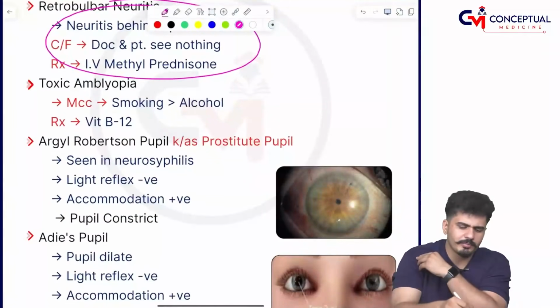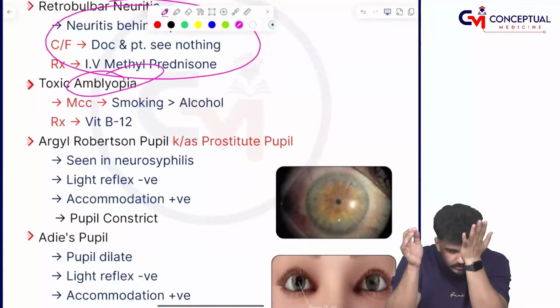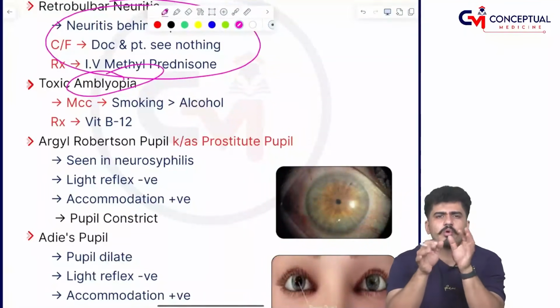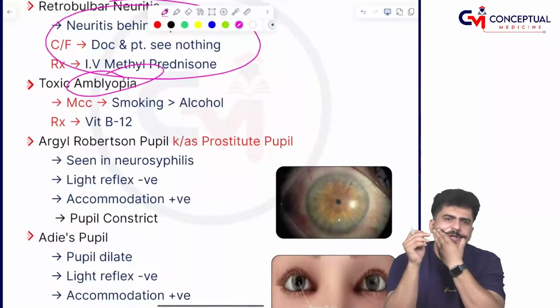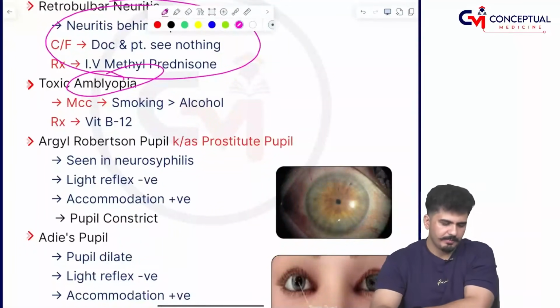Toxic amblyopia. What do you mean by amblyopia? Lazy eye. If the eye is lazy, we do occlusion, so that the lazy eye gets to do the work. How is it happening? Smoking, alcohol. What will we do in treatment? We will add antioxidants, add vitamin B12. This is going to help now, sir.